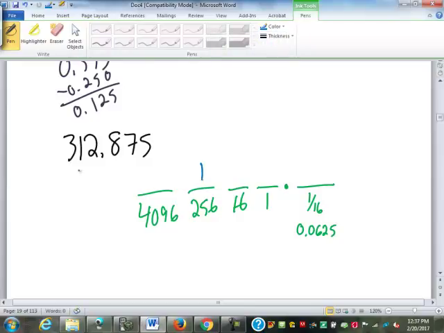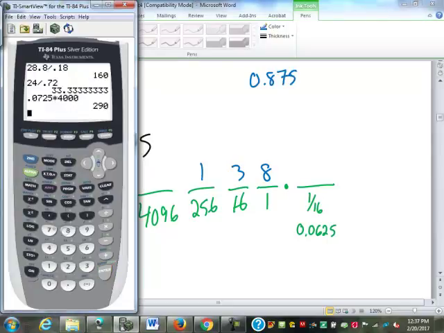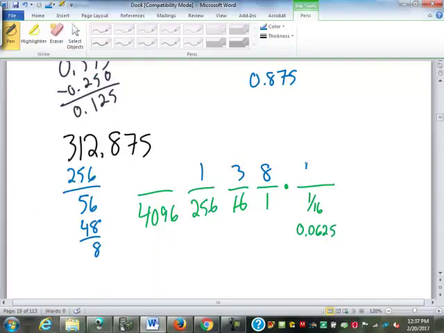So looking at this, we can get a 256 out of here, only 1. So that's going to be what? 56 left. We can get 3 16s, which would be 48. So there's 8 left, and 8 1s. So we've got 138. Now we've got that 0.875. Well, a 16th, let's see what happens when we take 0.875 divided by a 16th, or 0.0625. We get 14, which is E. So it's 138.E.